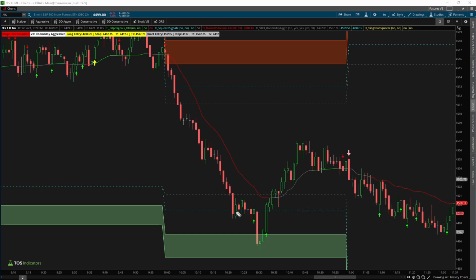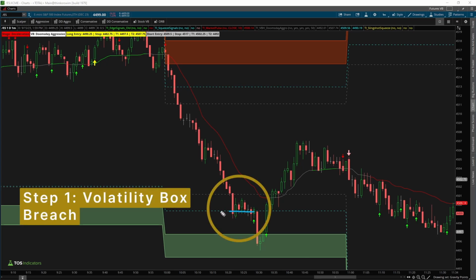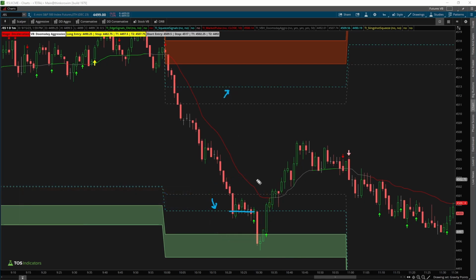There's two steps that we're looking for. Step number one, we need to see a volatility box breach. That's either side's sign entry lines getting breached by price action. So here we can see as this sell-off takes place, price breaches our lower side's volatility box sign entry lines, and that's step number one. That's what we call our volatility box breach.